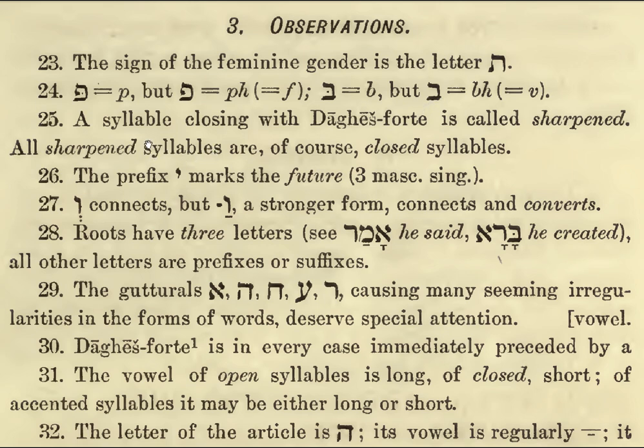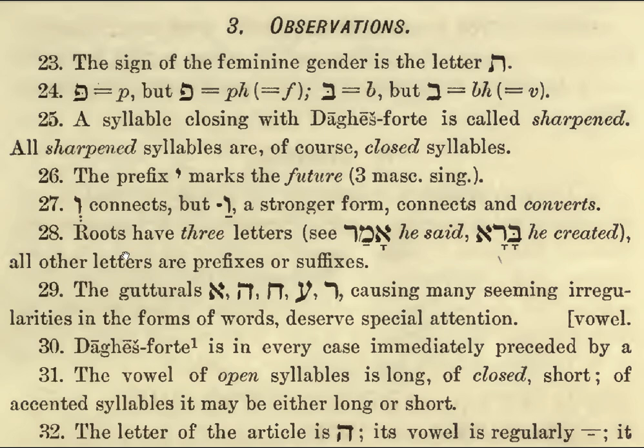A syllable closing with dagesh forte is called a sharpened syllable. All sharpened syllables are, of course, closed syllables because they end in a consonant. The prefix yod marks the future tense in the third person masculine singular. V connects, but va, a stronger form, connects and converts the tense.